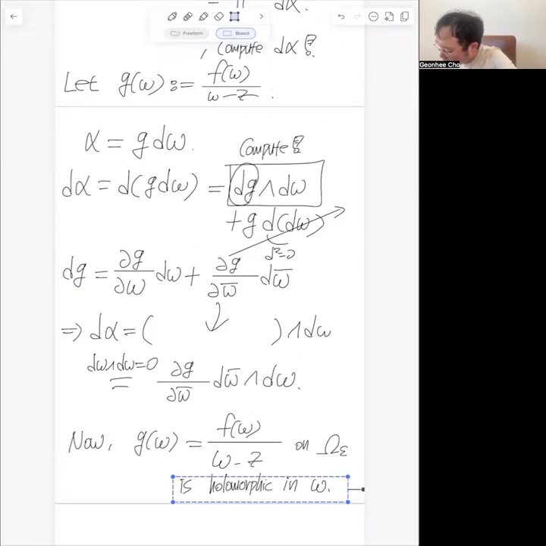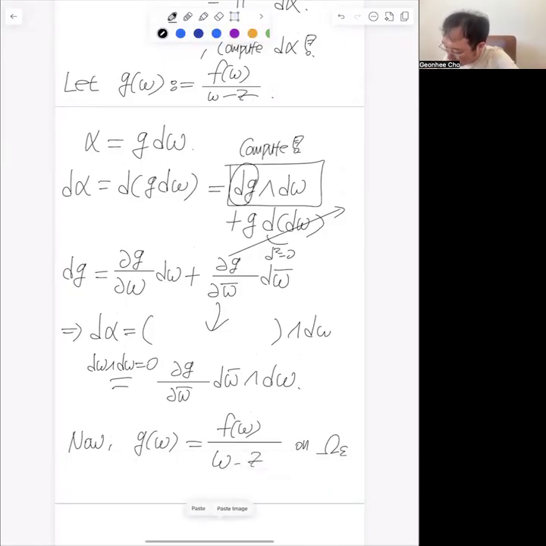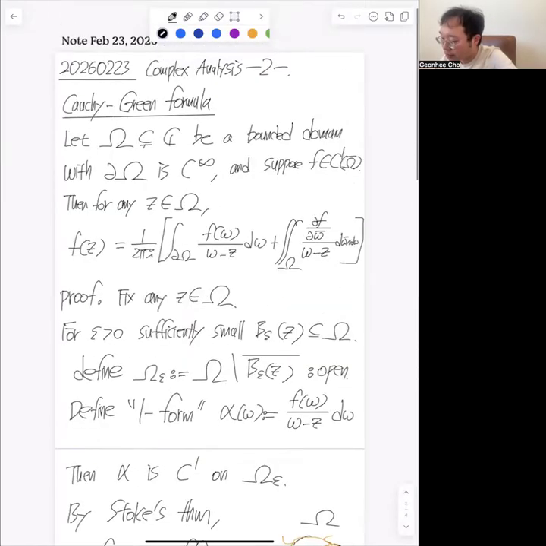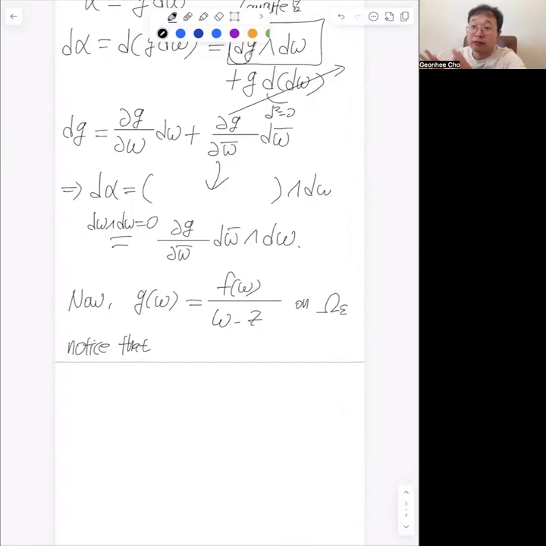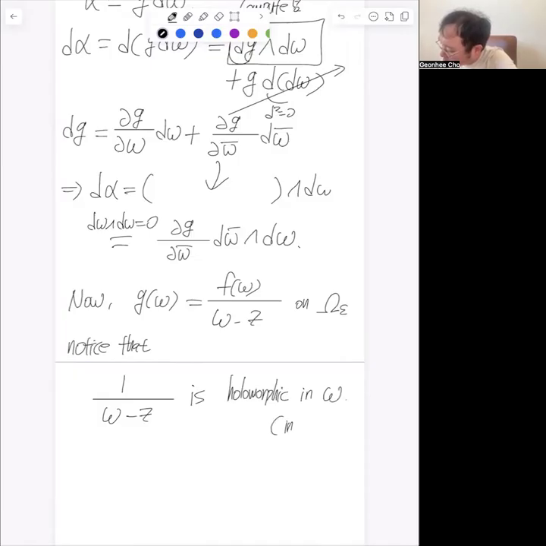So I should say, in this expression, notice that because we didn't assume f is holomorphic, I cannot say this g is holomorphic. I was just confused with the original argument of the Cauchy integral formula, but I cannot use it. So all we can say is 1 over omega minus z is holomorphic in omega, of course inside of omega sub epsilon for sure. This is guaranteed because there's no omega bar, by the definition of holomorphic functions.